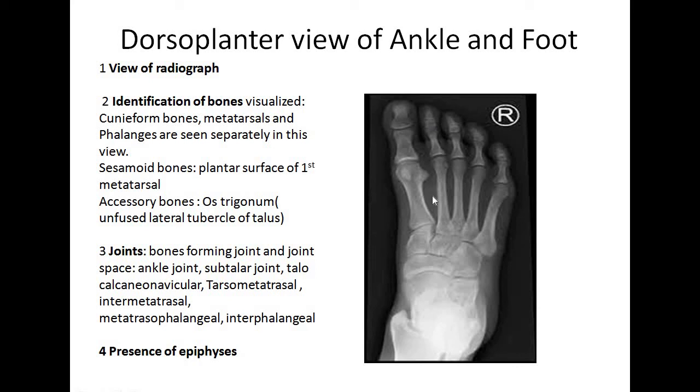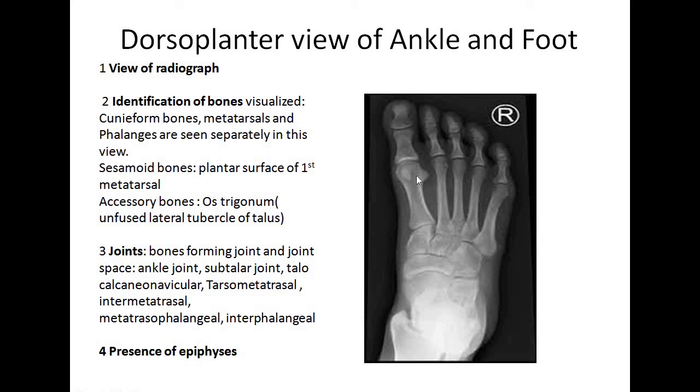Now this is the dorsoplantar view of ankle and foot. The bones visualized, here you can see metatarsals well in this X-ray. Cuneiforms are seen nicely in this X-ray, which are overlapped in the lateral X-ray of the foot. You can see this navicular bone. Sometimes sesamoid bones are seen. Here you can see sesamoid bone on the plantar surface of first metatarsal bone.